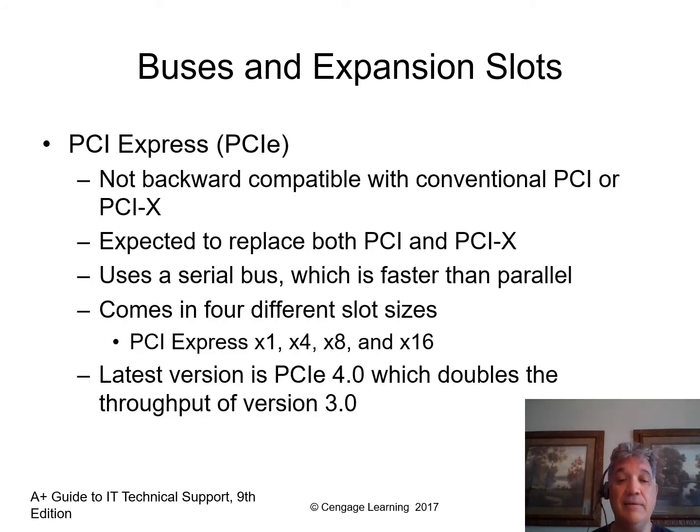All right, PCIe is not backward compatible with conventional PCI or PCI-X, and the reason is the slots won't fit. So you won't be able to plug those devices into the conventional PCI or PCI-X slots. It comes in four different slot sizes: 1X, 4X, 8X, and 16X. The more X's in this case, the faster the card. Those are referred to as lanes, so that's more data that you can move to your CPU or your chipset at one time.